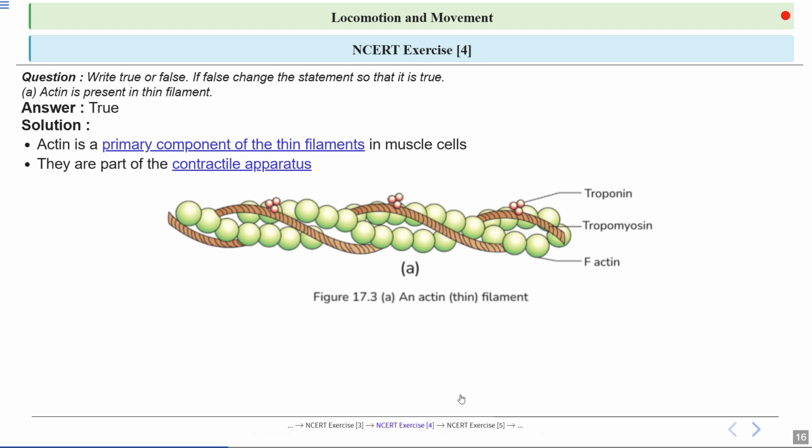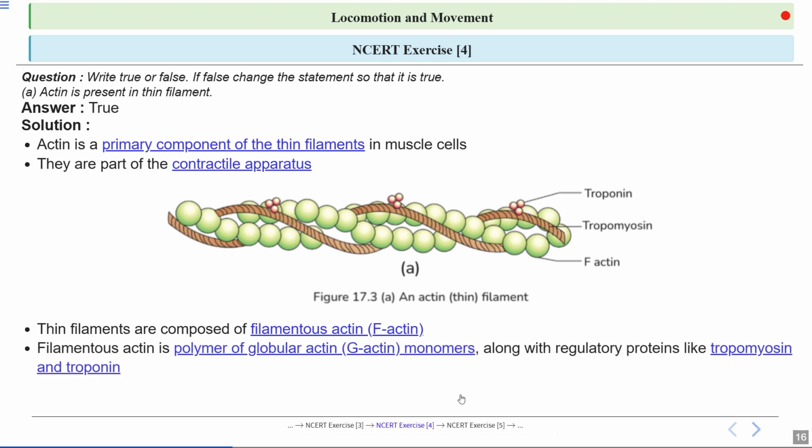You can see the location of troponin, how it is present in between the chain of tropomyosin and F-actin. Now, the thin filaments are specifically made up of filamentous actin, which is also called F-actin. Now, this form of actin is like a long chain which gives the filamentous structure and strength. So, you can imagine beads strung together to form a necklace.